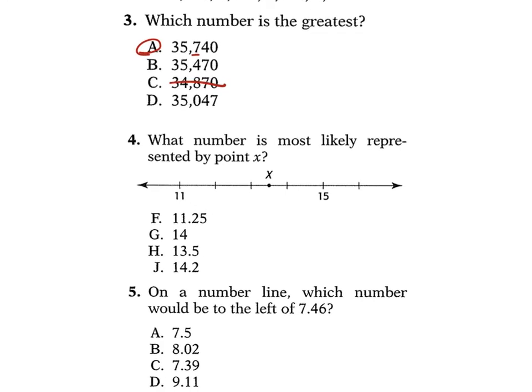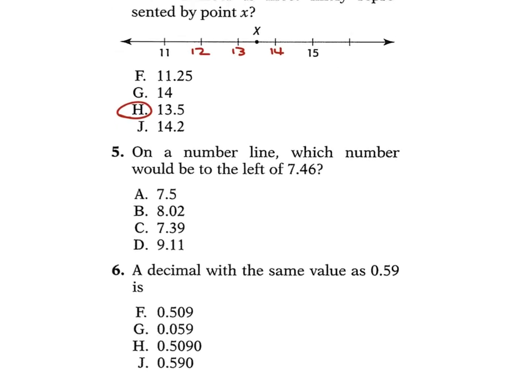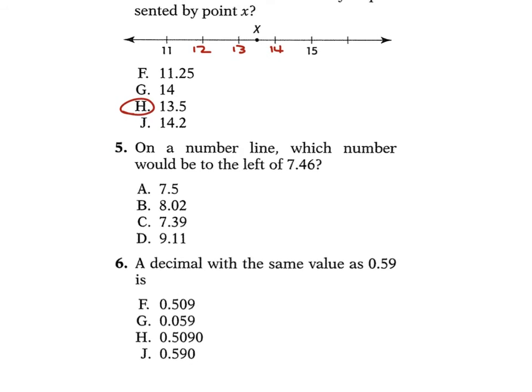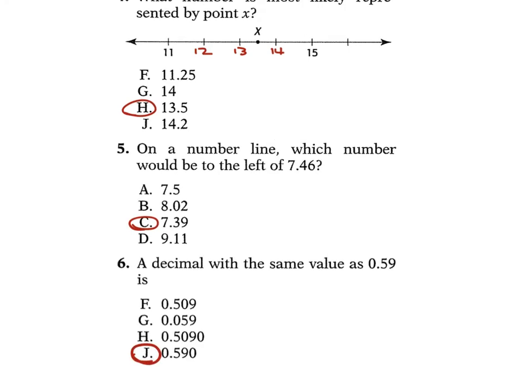For 4, it asks what number is most likely represented by point X. So we have 11 and 15 here. So this is 12, 13, 14. So it's in between 13 and 14, so it would be 13.5. It says for 5, on a number line, which number would be to the left of 7.46? Left means less than, so it would have to be less than 7.46, so that's 7.39. 6 says a decimal with the same value as 0.59 is 0.590, so it's J.